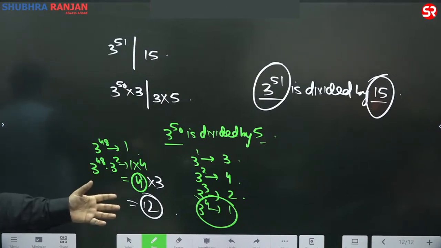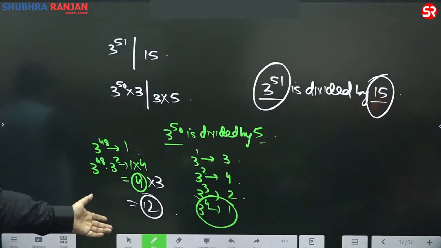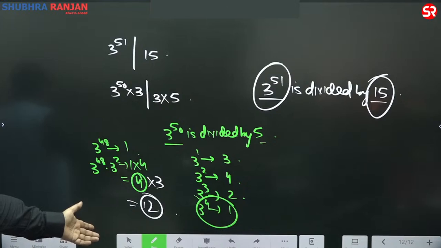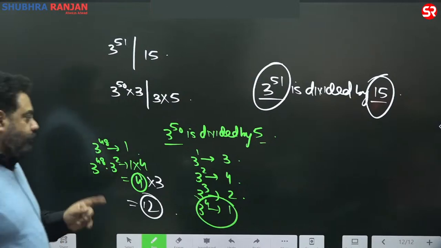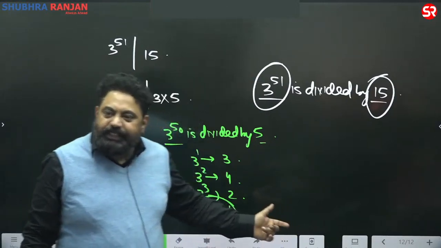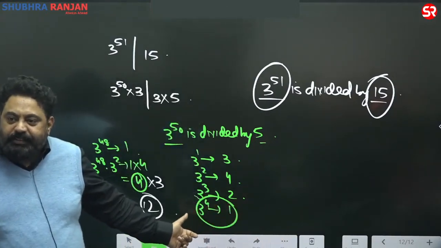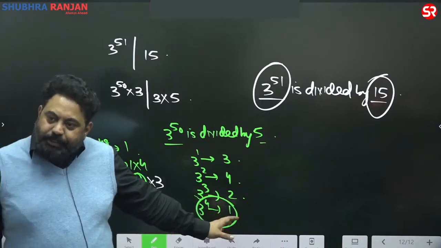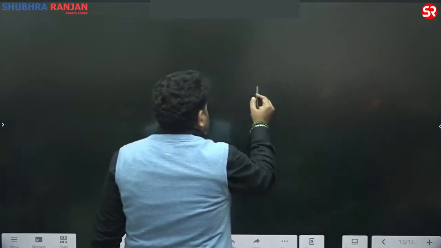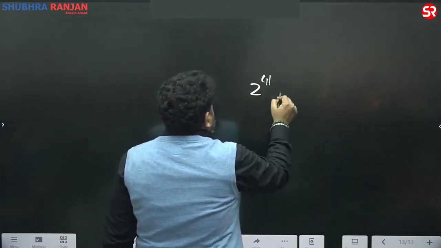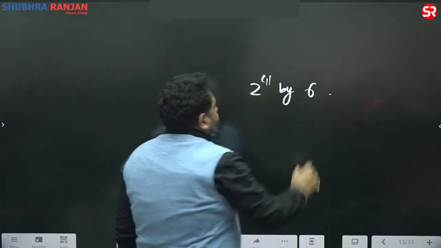Is it clear? Let's do one more, don't worry. Shall I change this? Guys, have you written it? Sure, can I move? 2 to the power 41 is divided by 6. Find remainder.